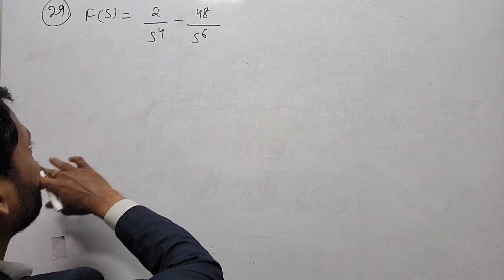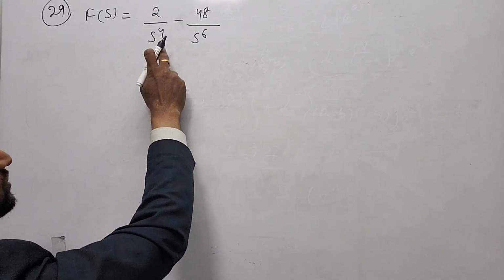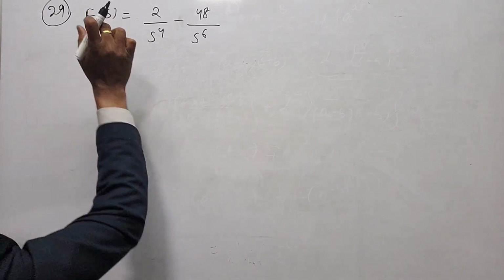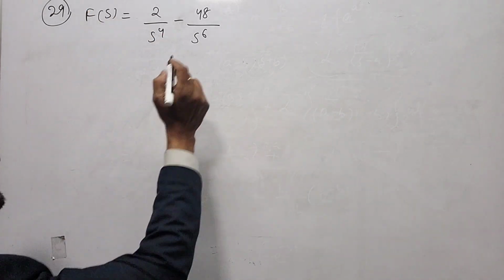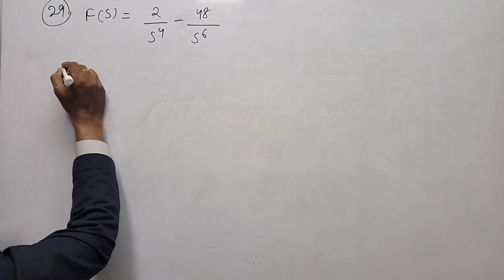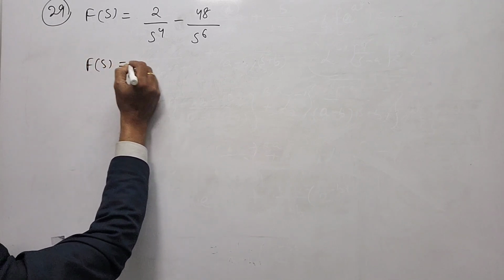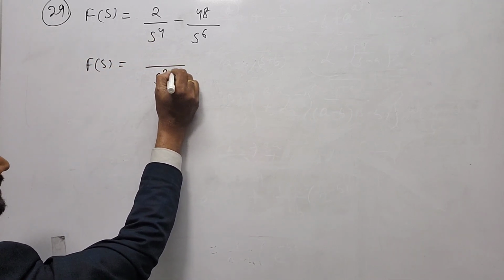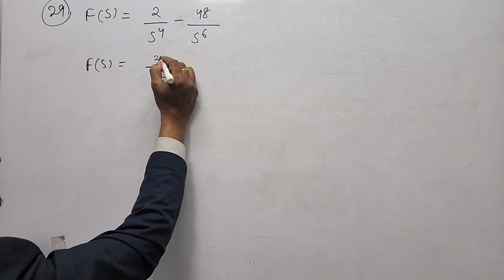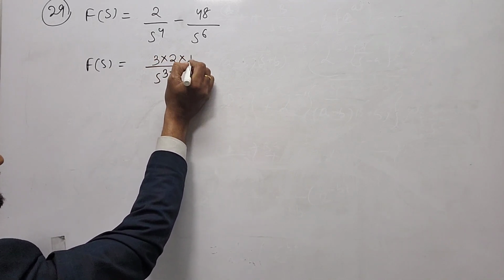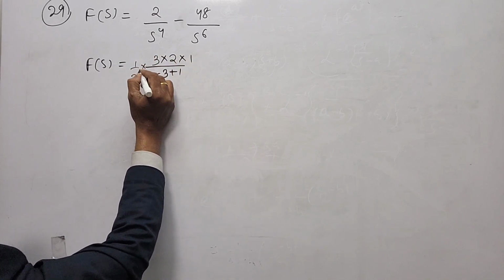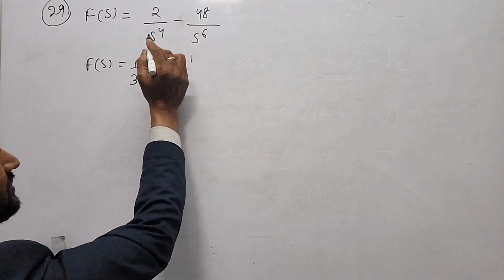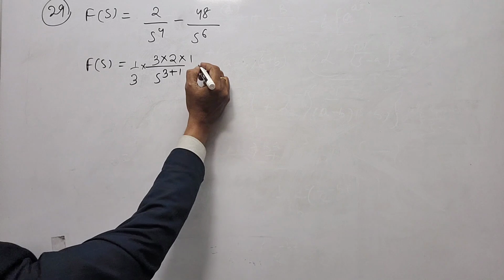Okay. Coming to question number 29, F(s) is given as 2 by s to the power 4 minus 48 by s to the power 6. So here we will find out the Laplace inverse of F(s). I can write F(s) is equal to, in the denominator, s to the power 3 plus 1. In numerator I can write 3 into 2 into 1 and 1 by 3. What I did, I multiplied and divided by 3, and I have written in place of s to the power 4, s to the power 3 plus 1.